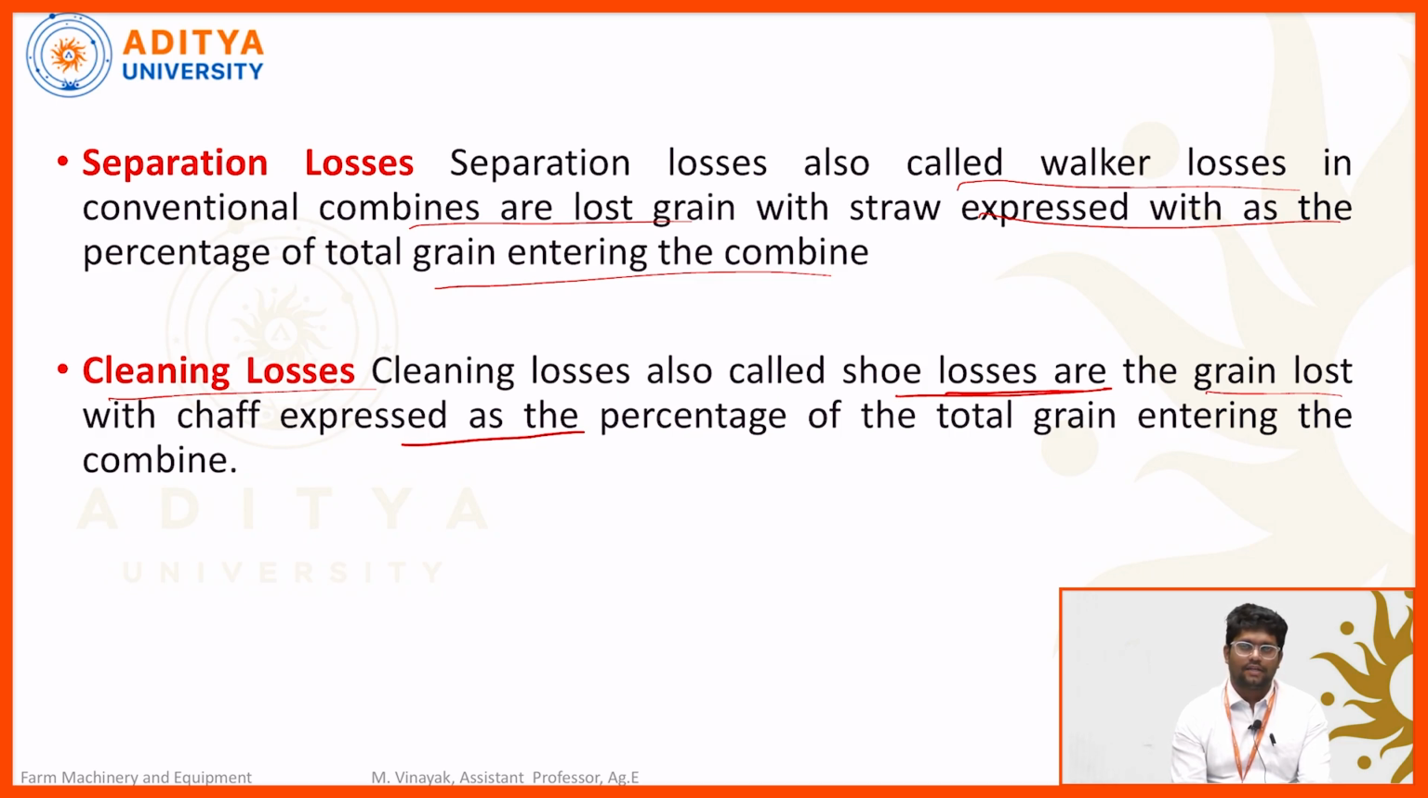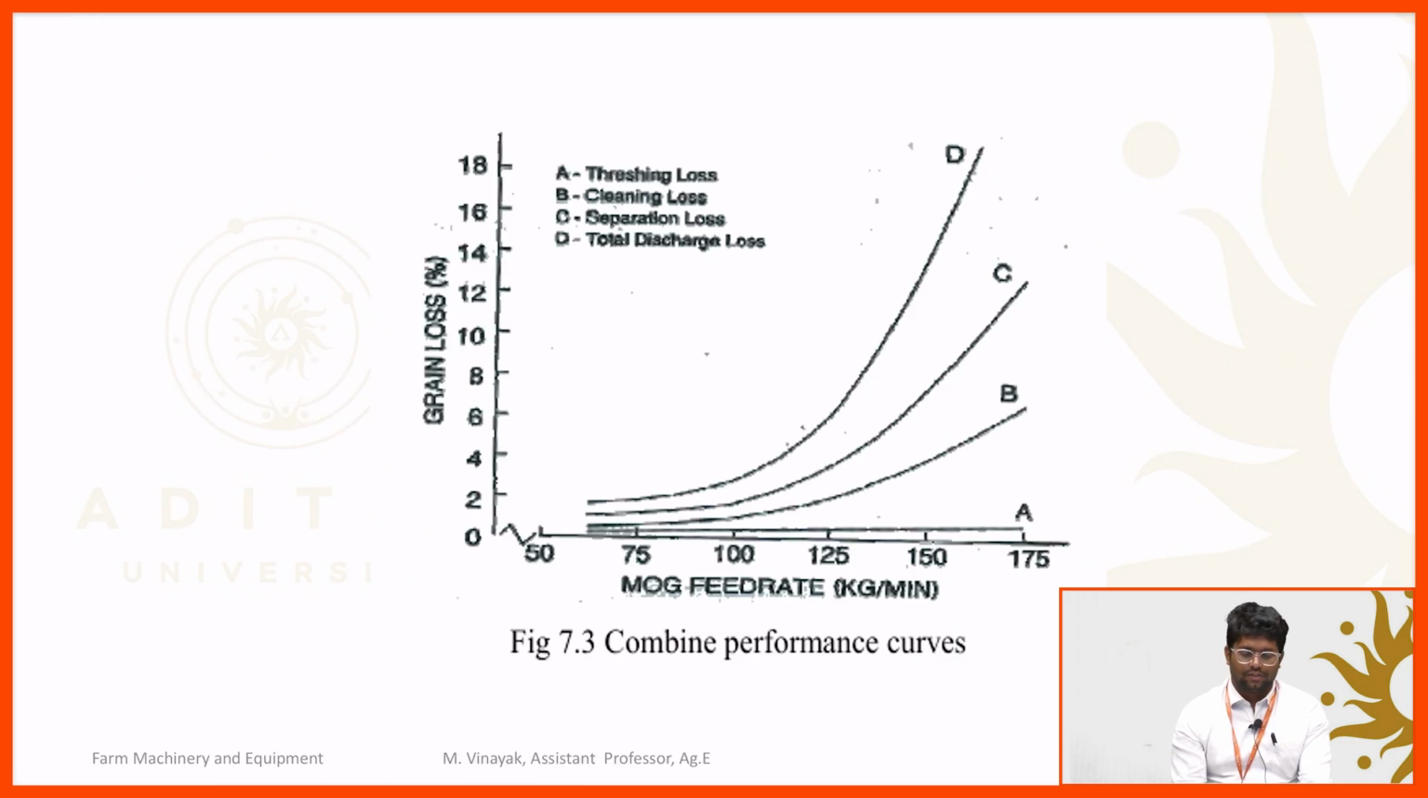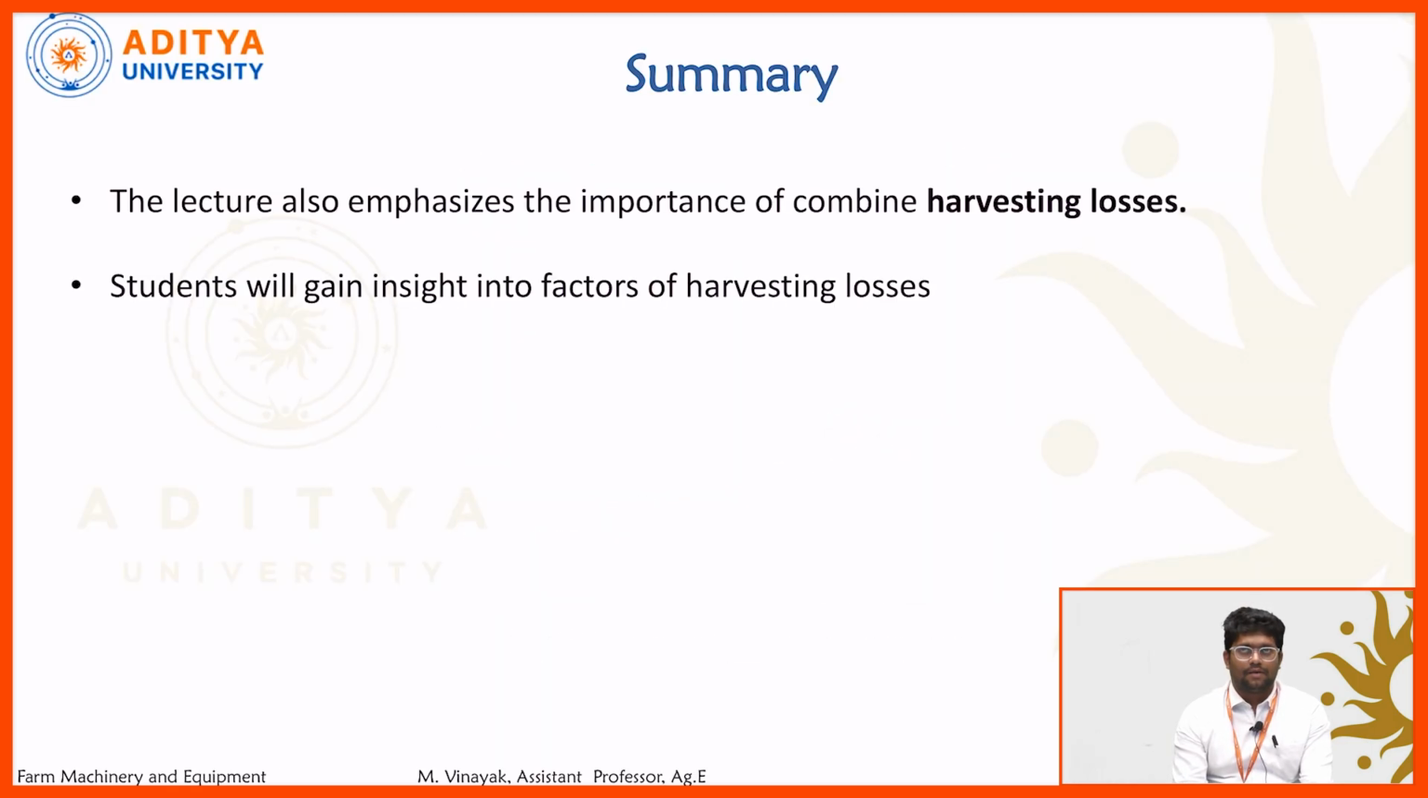So here we have seen the different losses. First are the header losses, then threshing losses, separation losses and cleaning losses. Header losses occur at the front side of the combine, threshing losses occur at the threshing chamber, separation losses occur at the sieves, and cleaning losses occur at the blower section. This cleaning loss is also called shoe losses, and this separation loss is also called walker losses, right? We need to remember this. This is a graphical representation of the losses, showing material over the grain in kg per minute and grain losses. Simply go through it. Next is a summary of today's lecture.